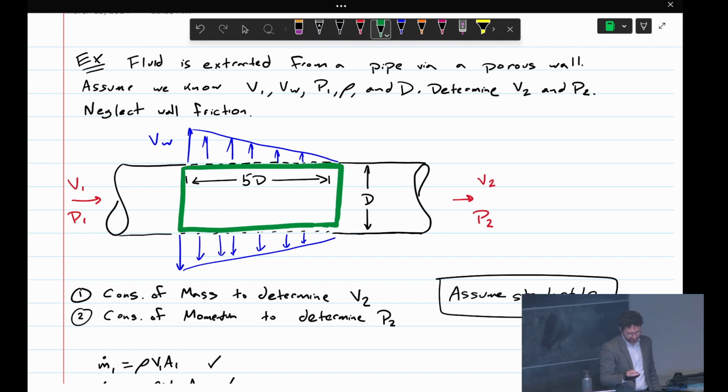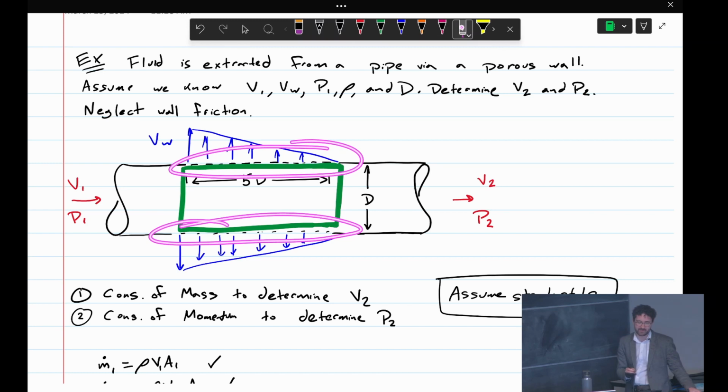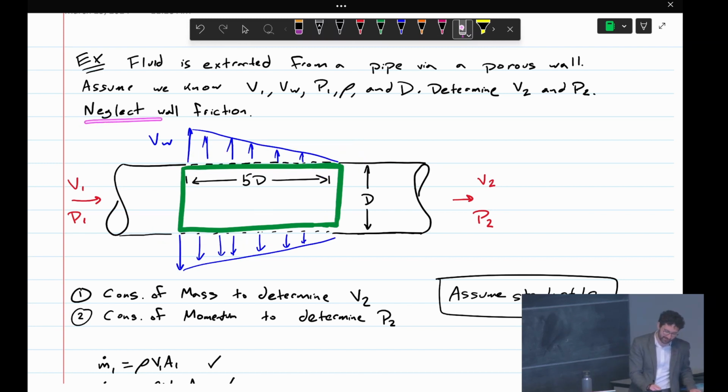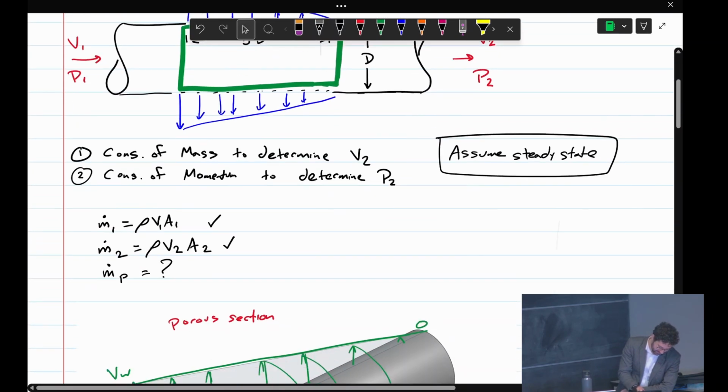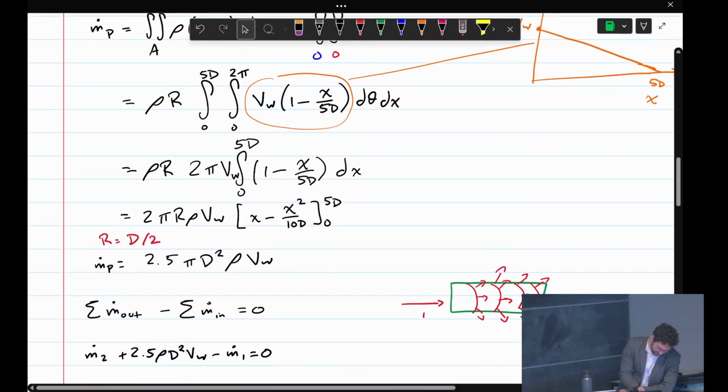The reason is that we know that in the real world, there will be viscous forces. This is a porous wall at the top, so there'll be viscous forces applied to the fluid at the pipe wall there. But this question said neglect those viscous forces, neglect wall friction. So that CV can be placed just inside the pipe wall. So the pipe applies no force to our CV, and our CV applies no force to our pipe. Does that make sense?